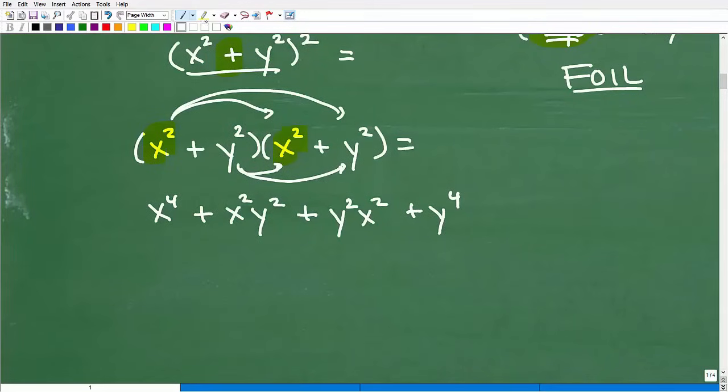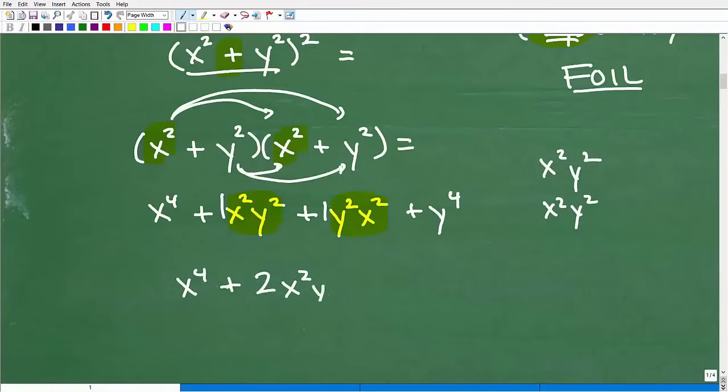Now, you've got to look right here. These two middle terms are like terms. I have x squared y squared, and I have y squared x squared. They're the same thing. I can write y squared x squared as x squared y squared. So I have 2 of these, 1 here, 1 here. This would be x to the 4th plus 2 x squared y squared plus y to the 4th. And that is the answer.